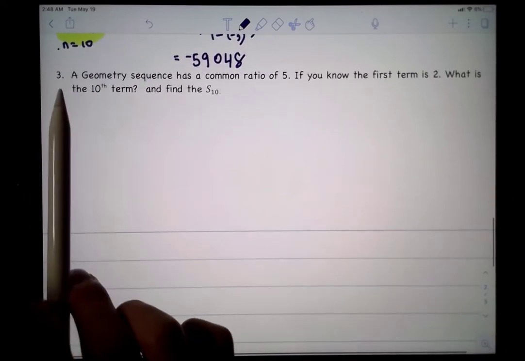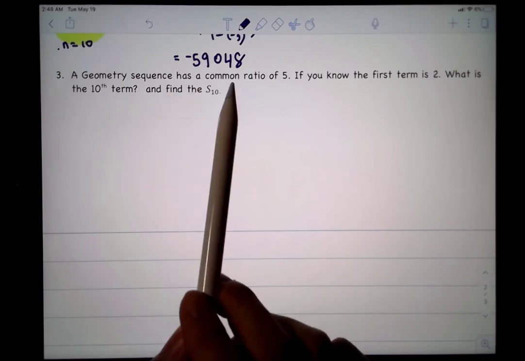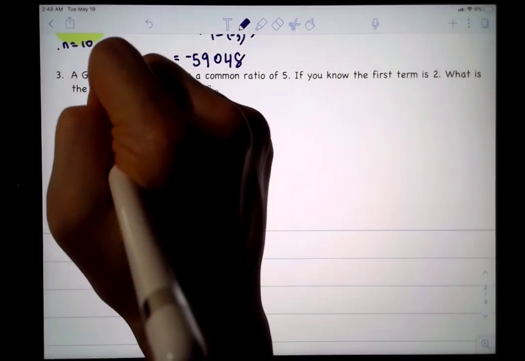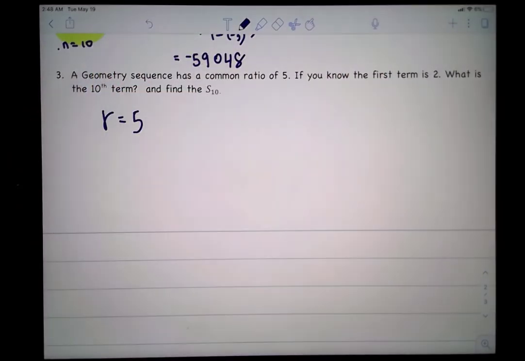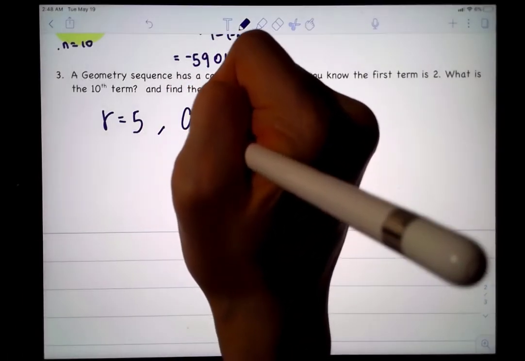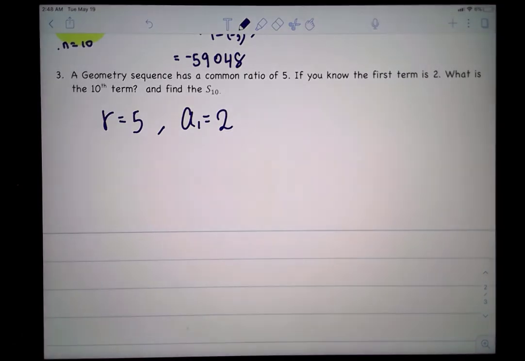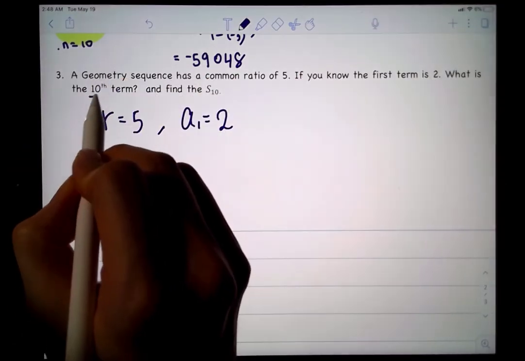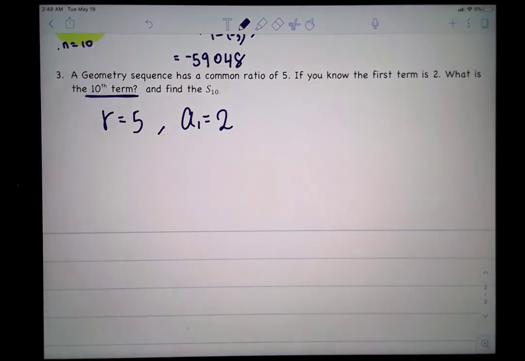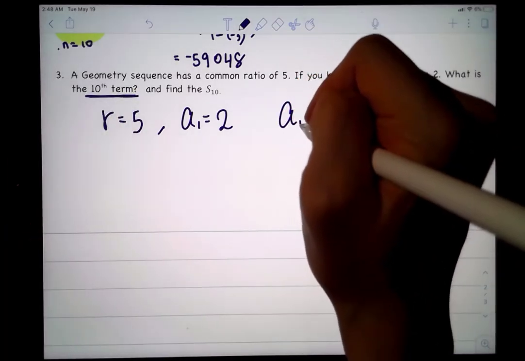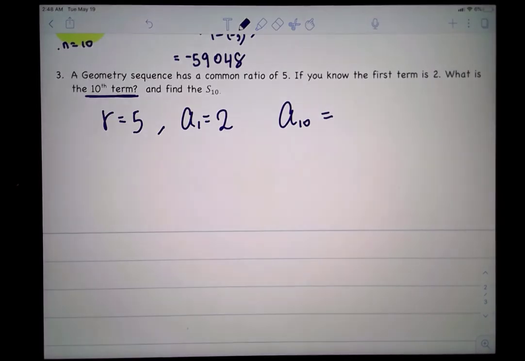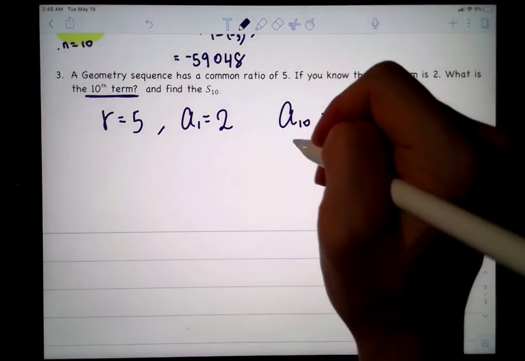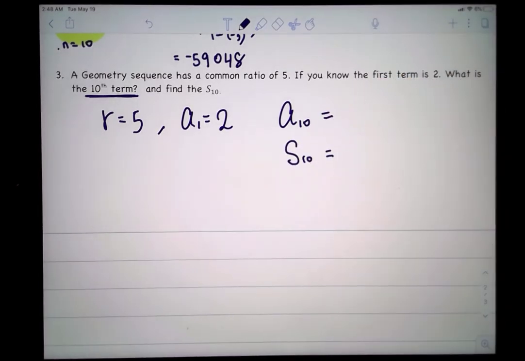So number 3, look, this one explains something. It says a geometric sequence has a common ratio of 5, so my r is 5. The first term is 2, so my A1 is 2. What is the tenth term? It's not the sum. So we need to find A10, which we don't know, and find S10. So we need to find both A10 and S10, right?